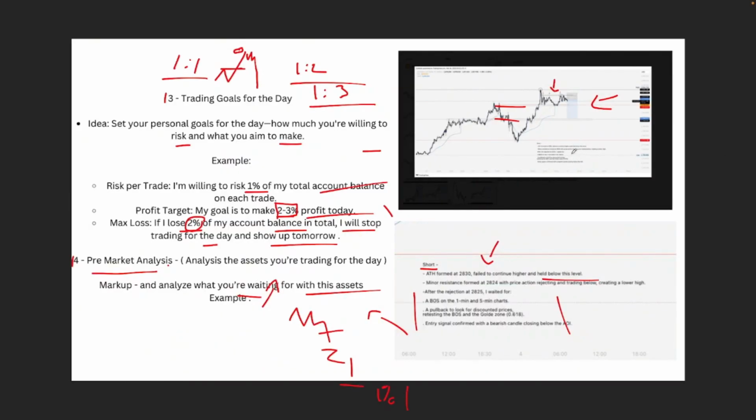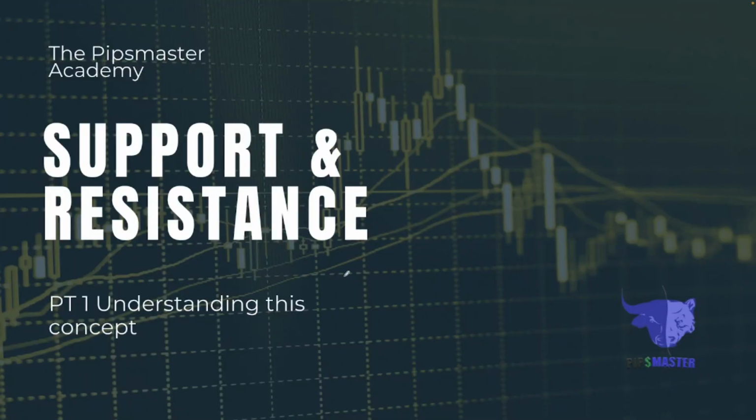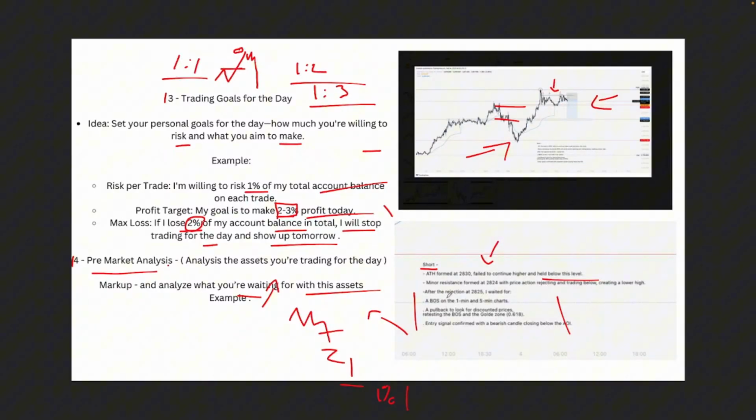So if gold made the most sense and you guys like this setup more than the other one, take your shot and then start trading this pair. But always do your market analysis. Another thing that I just noticed that I did not put in here is once you guys are done trading for the day, you guys want to journal your trades. So that's going to be the 5th one.